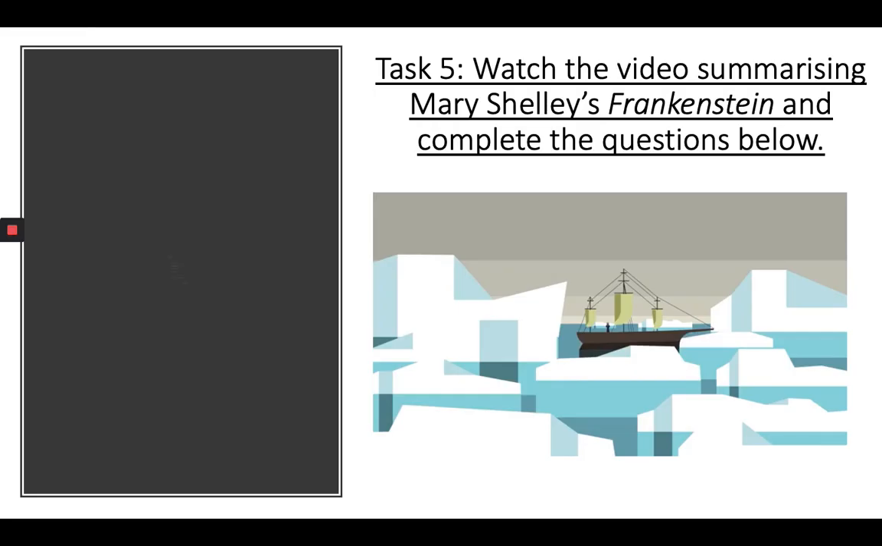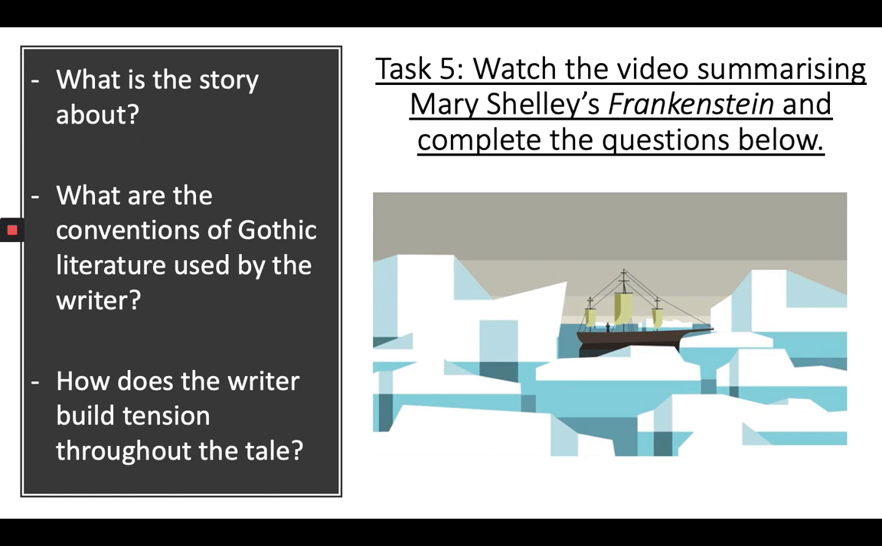So, just so you can get a bit of a better idea of what happens in a typical Gothic story, I want you to watch this second clip, and it's basically a summary of Mary Shelley's Frankenstein, okay? Again, I'm not going to play it on here on the video because I can't, but if you open the PowerPoint, you'll find this video there, and I want you to answer the questions on the left-hand side for me. So as you're watching, I want you to tell me what the story's about, what conventions of Gothic literature are used by the writer, and I want you to think about how the writer builds tension throughout the story.